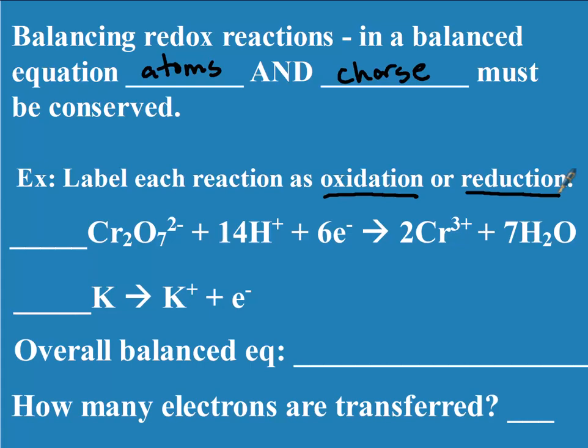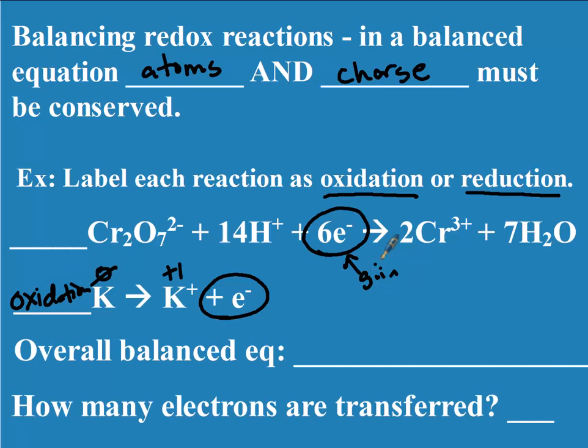The easiest one to look at would be the bottom one, because notice I have an element by itself, so that's a 0, and here's a +1. So potassium lost an electron. So this is oxidation. Notice the electron is on the product side, because I'm losing it. It's losing or giving up that electron. The electron on the other one is on the reactant side. It's gaining electrons. And if it gains an electron, then it's got to be reduction.